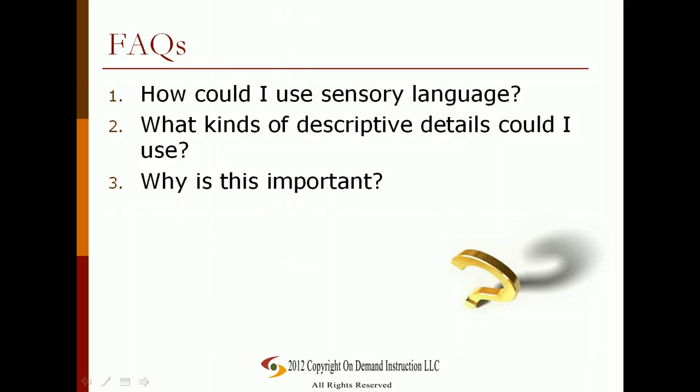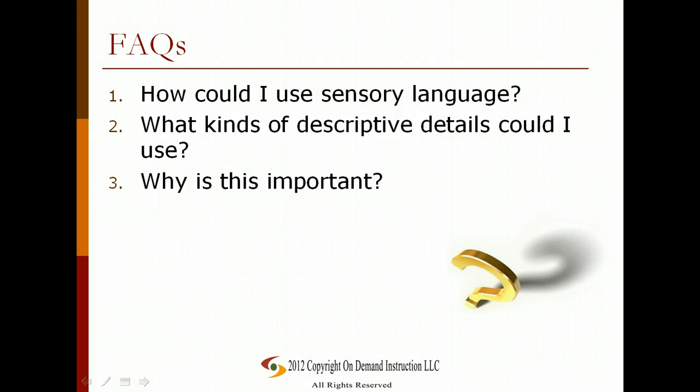By saying the light is bright, you give the reader the idea that the light is bright. But if you say the light was so bright it felt like 1,000 needles poking into my eyes, you have, by using senses, conveyed that the light was so bright it hurt.